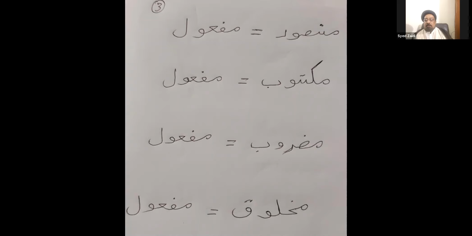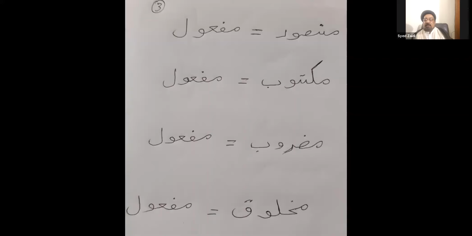Now the root word of maktub is 3 letters, kaf, ta, ba. From that root word, you see the word maktub. Maktub is derived from the 3-letter word, kaf, ta, and ba. These are the 3 huruf asli in it. And what are we doing? We're going to measure it upon the scale that we see before you, which is maf'ul.